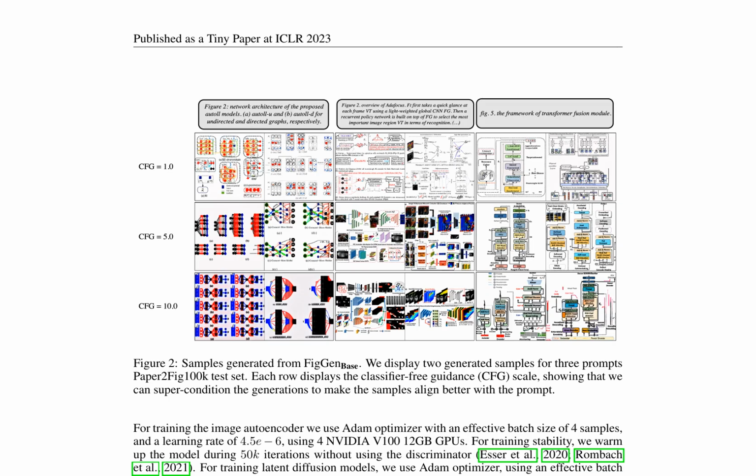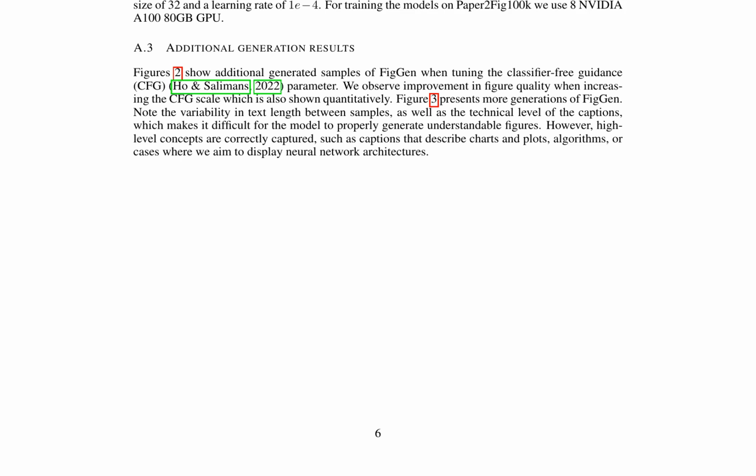The training process for image autoencoders and latent diffusion models involves the use of specific optimizers and learning rates to ensure training stability through warm-up periods. This process is crucial for achieving high-quality generation results, as demonstrated by the improvements seen with increased classifier-free guidance, CFG, scale. Figures 2 and 3 showcase the model's ability to capture high-level concepts such as charts, plots, algorithms, and neural network architectures, despite varying text lengths and technical levels in the captions.